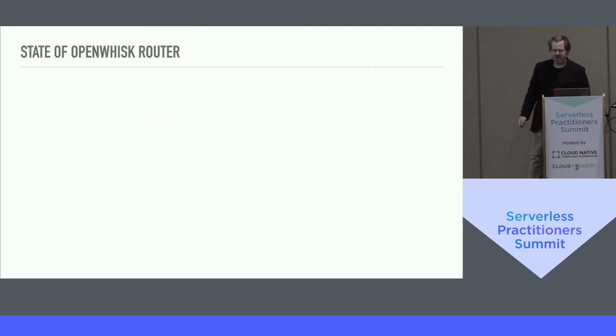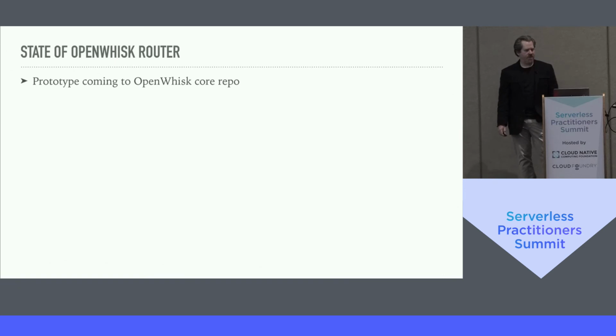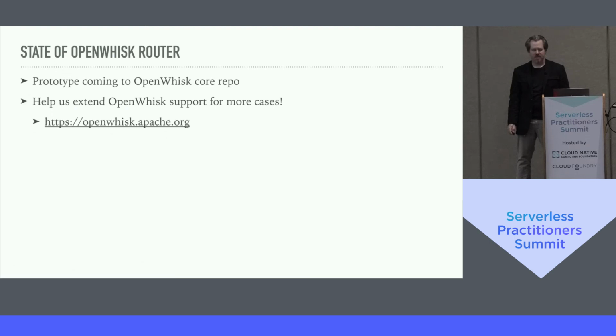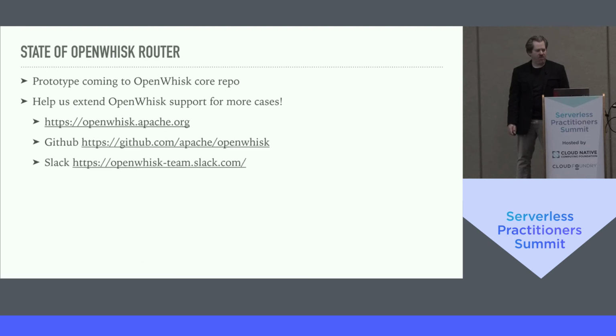So the current state of the OpenWhisk router is that it's a prototype coming soon to the OpenWhisk core repo. If folks are interested in this, I encourage you to tap into the OpenWhisk project. It's an Apache project. We're on GitHub and Slack and the usual places. Thanks for listening.